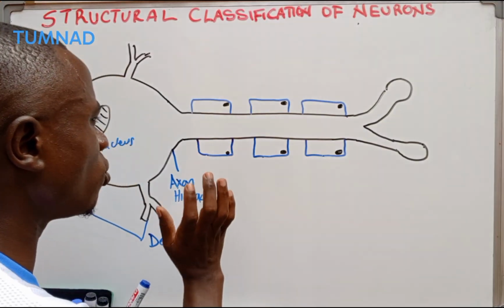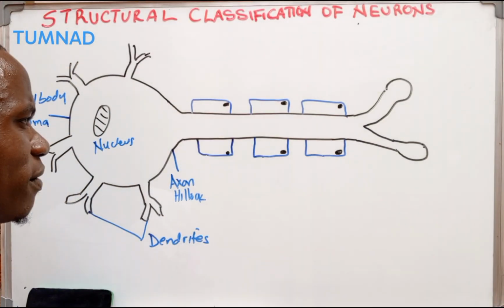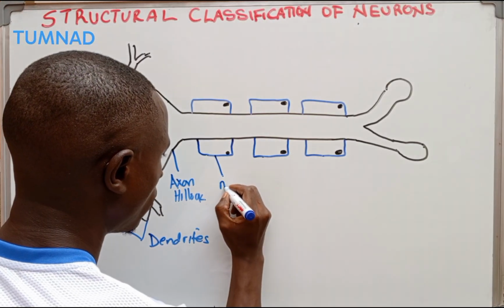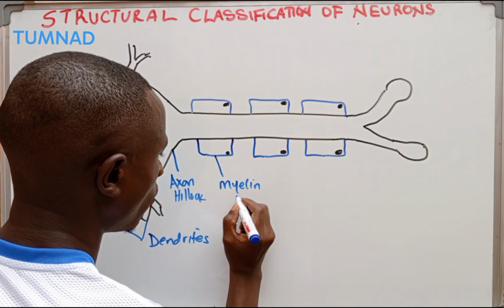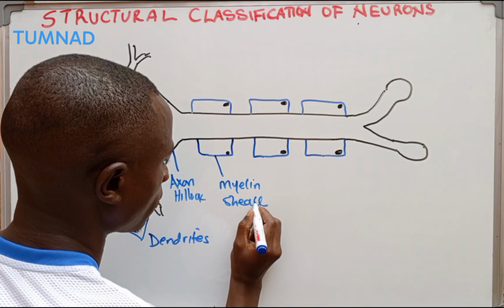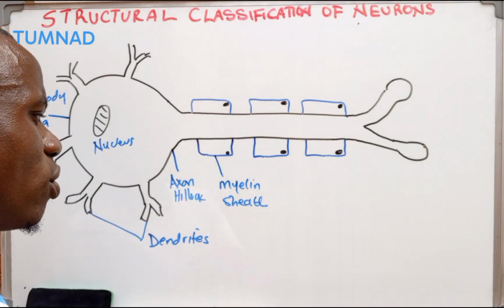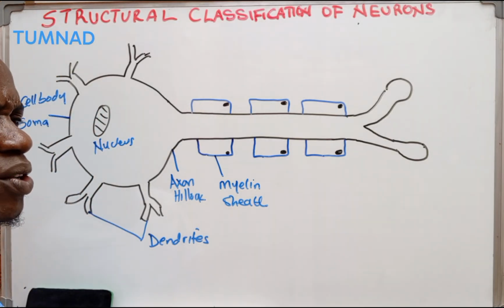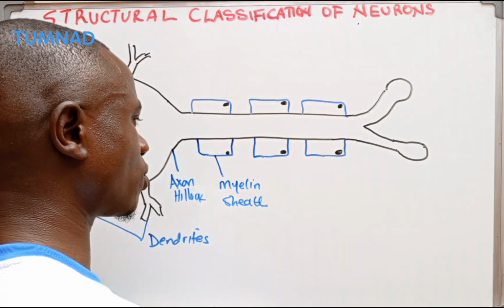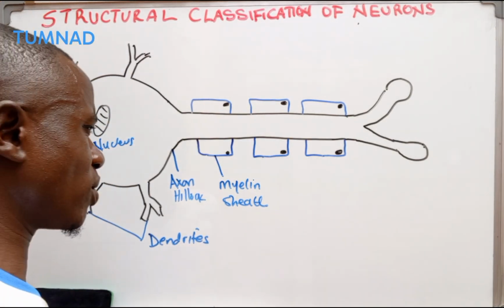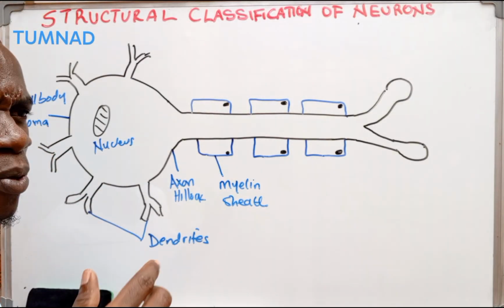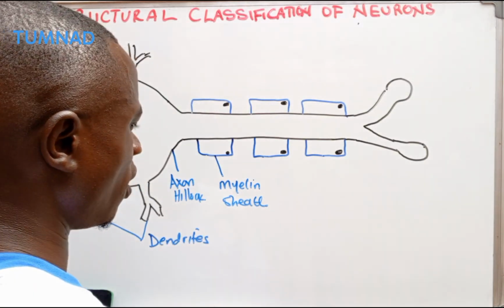Now, this structure that is going to be wrapping around this neuron is what we call the myelin sheath. And this guy is going to be playing the role of insulating the axon, aiding saltatory conduction, or faster movement of electrical impulses. And besides that, it is also going to be aiding in protection and also part of the nutrition.